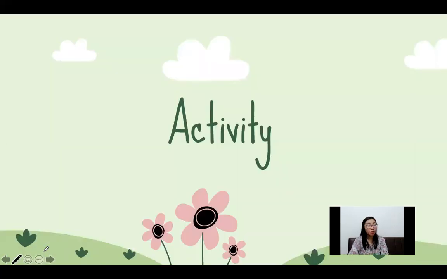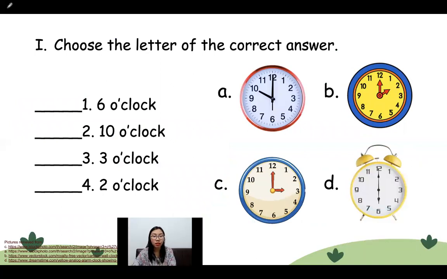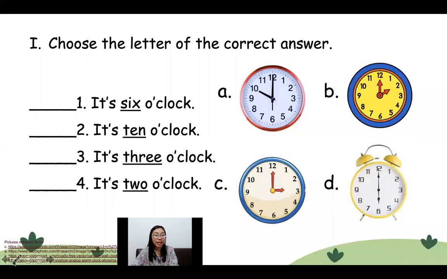Okay, so our activity for today, since our lesson is very short because it's very easy, is to choose the letter of the correct answer. Here we have number 1, 6 o'clock. Now, what letter shows 6 o'clock? Is it letter A, letter B, letter C, or letter D? Letter D. Very good. So we write letter D.